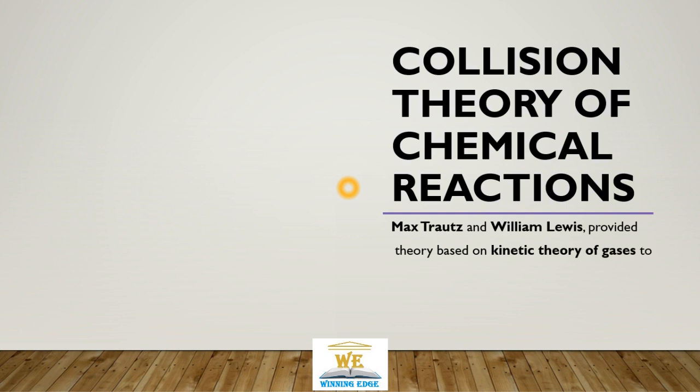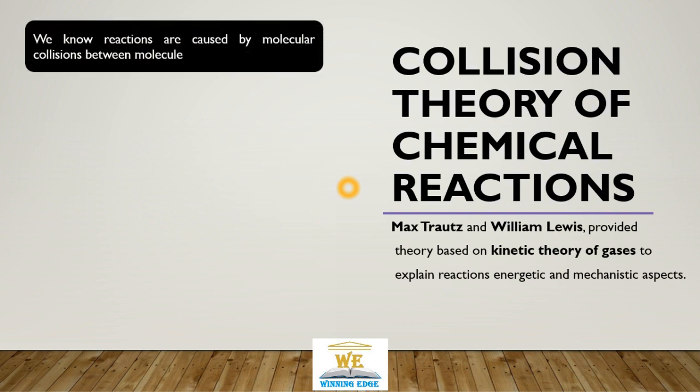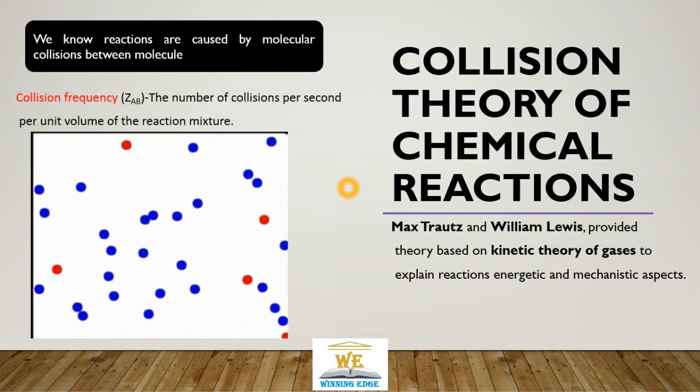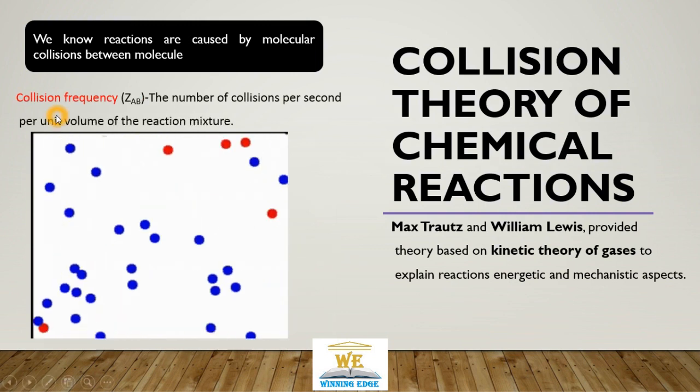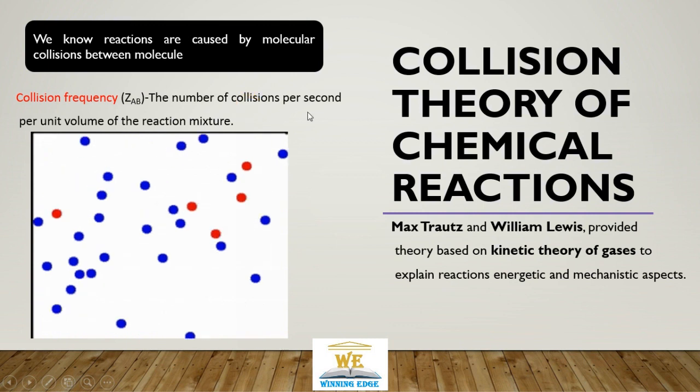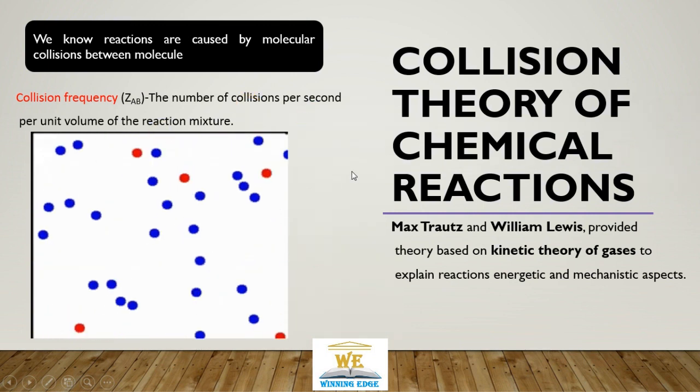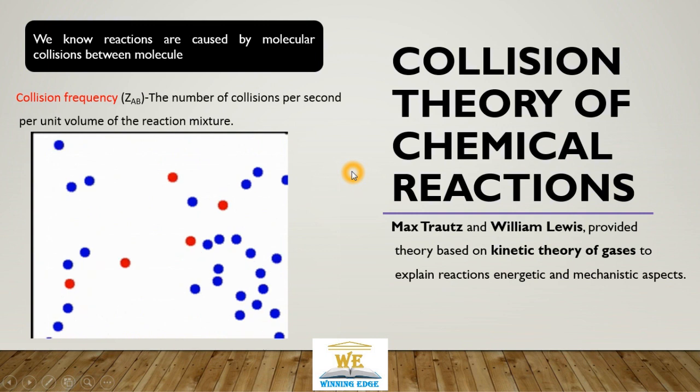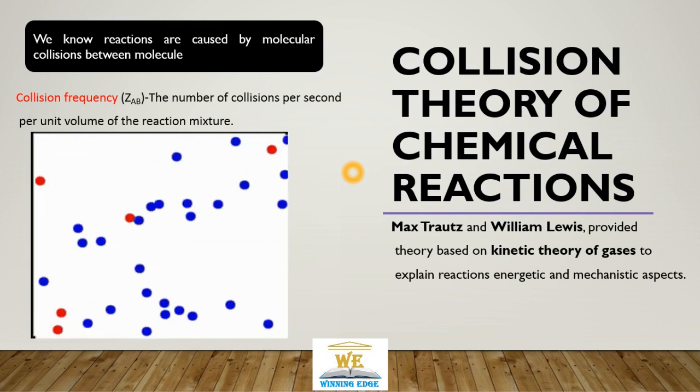Two scientists known as Max Trautz and William Lewis tried to explain the chemical reaction on the basis of collision theory, that is the kinetic theory of gases. We know for a reaction to happen, molecules have to collide with each other. Now, collision frequency is the number of collisions per second per unit volume of a reaction mixture. That's the collision frequency represented by ZAB.